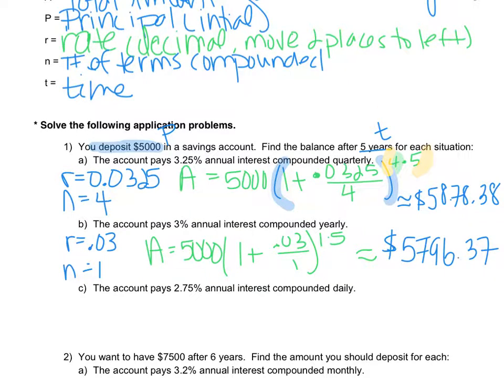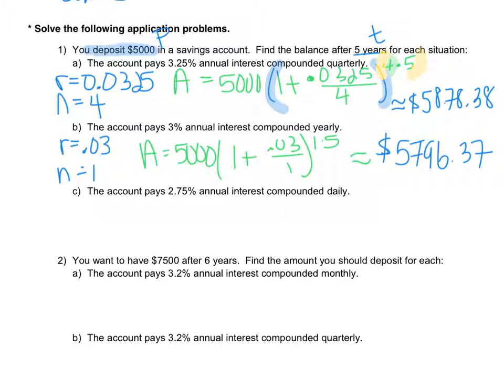Okay, we're not going to go through all of C. We're just going to write down the rate and the interest compounded daily. So the rate, move it over 2 places, so 0.0275. And then daily would be 365. Once again, you plug it into your equation and you compute the total amount.